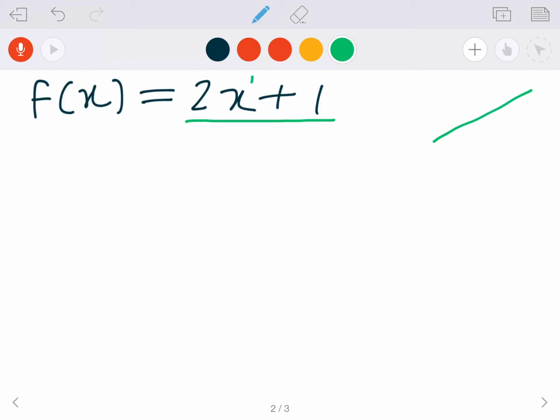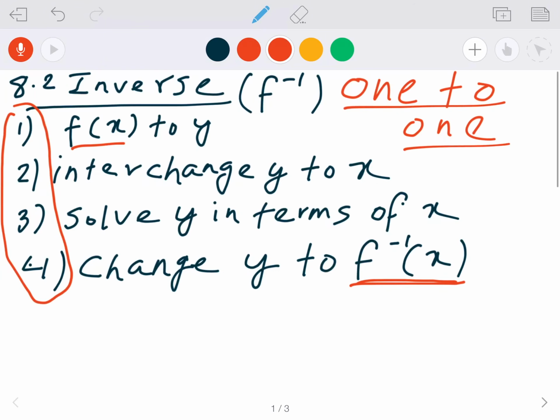Now to check if this is a one-to-one function, we can just make a horizontal line, and we see that this horizontal line crosses this graph just once, right here. So this is a one-to-one function. So the inverse exists if the given function is one-to-one. So the first thing we have to look at is whether the given function is one-to-one or not, and then we can follow all these four steps. All right, so let's start following these steps then.